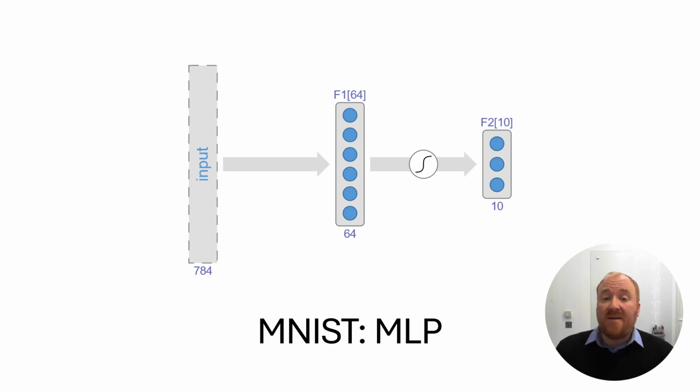So, how does an MLP do on the MNIST task? Here's a sample network. The input is a flattened 28 by 28 image for a total of 784 dimensions. We create features from these inputs using 64 feature perceptrons, and then these features are used to classify the images into the 10 classes.